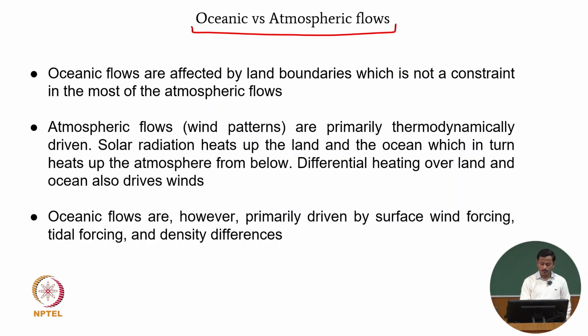The atmospheric flows are primarily thermodynamically driven. Solar radiation heats up the land and the ocean, which in turn heats up the atmosphere from below. So the atmospheric gases are transparent to the solar radiation, so it comes down and heats the land and the ocean, which in turn releases long wave radiation, which is being trapped by some of the gases in the atmosphere.